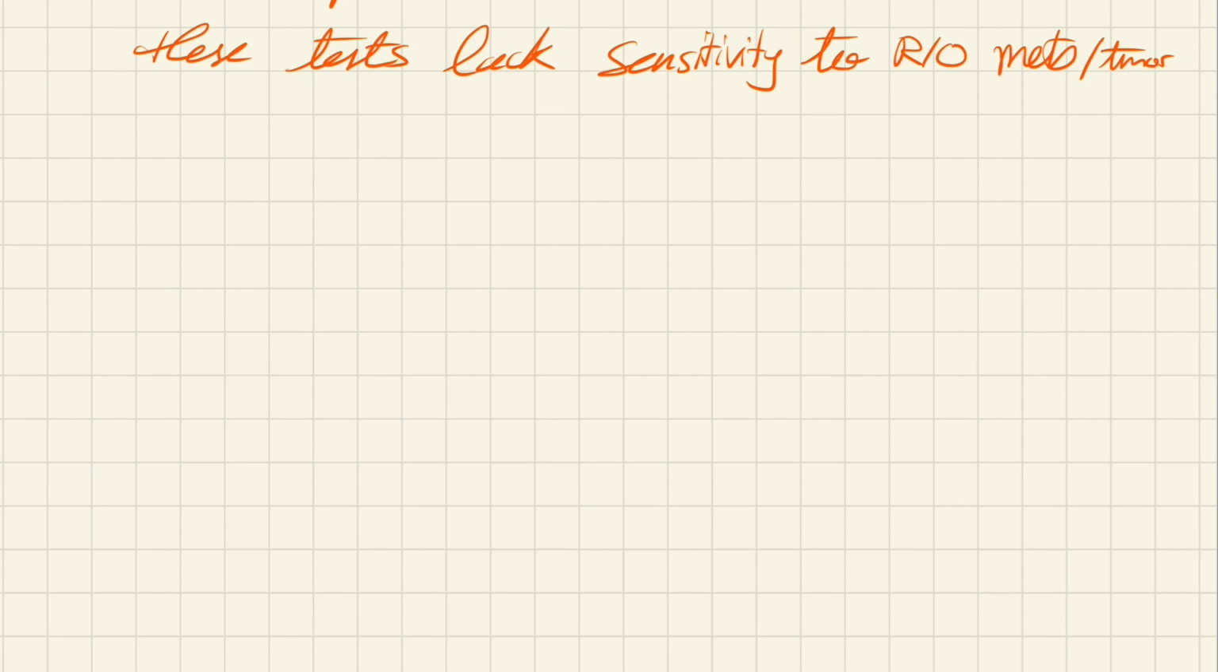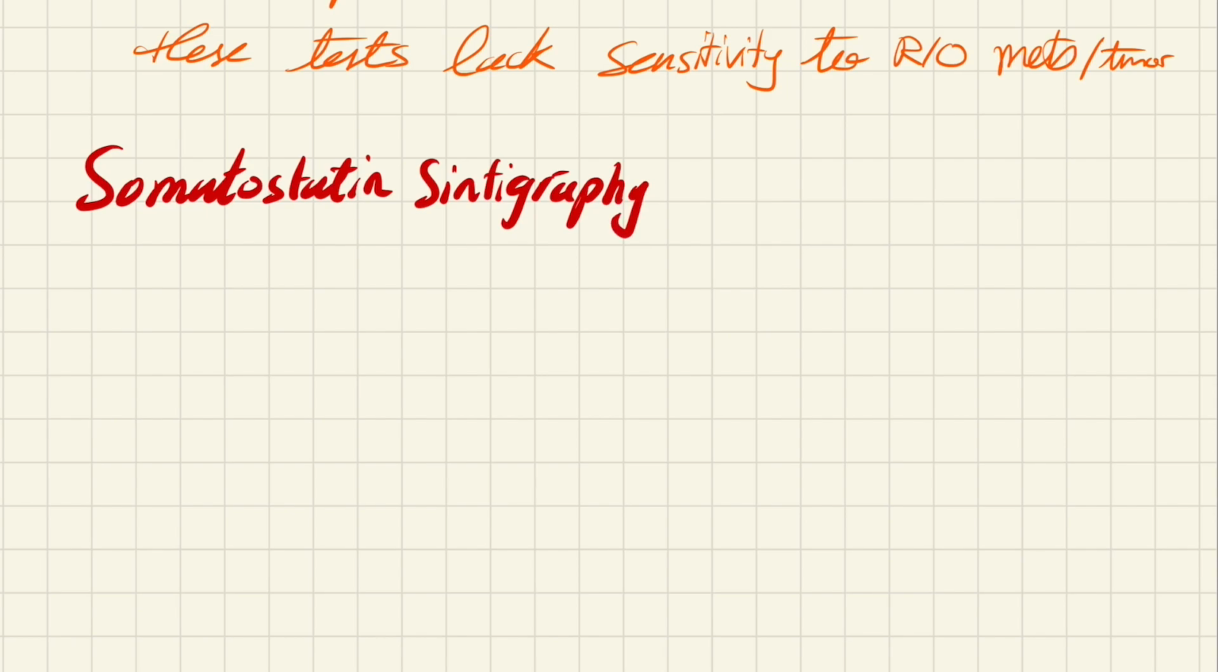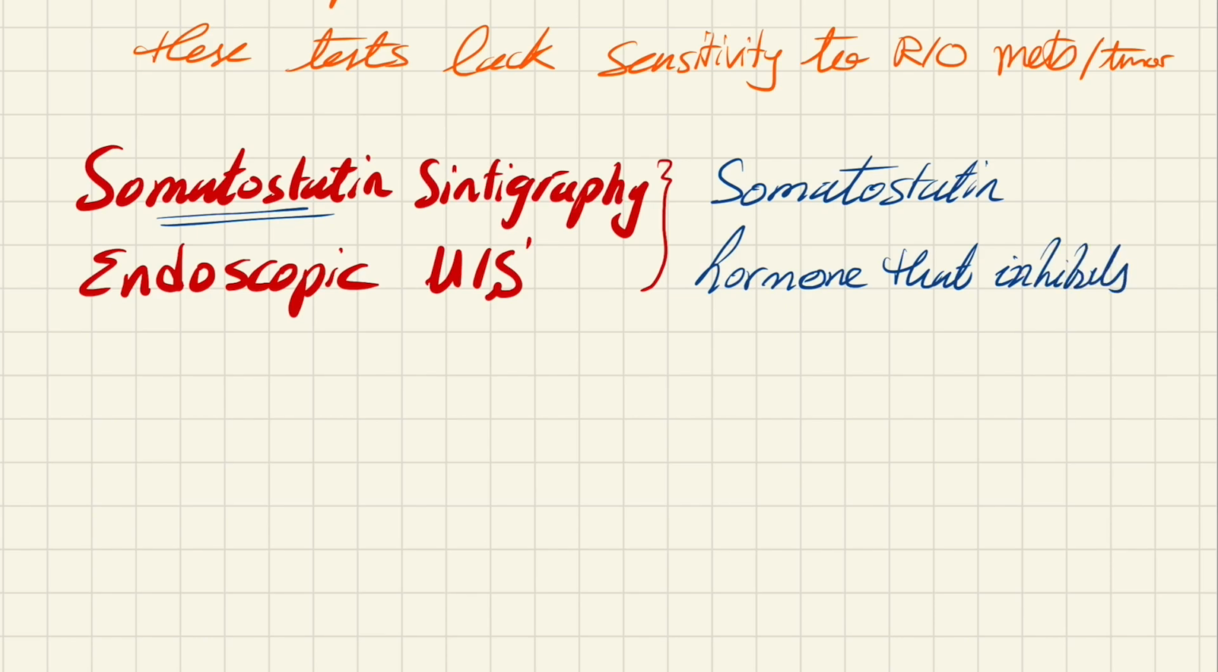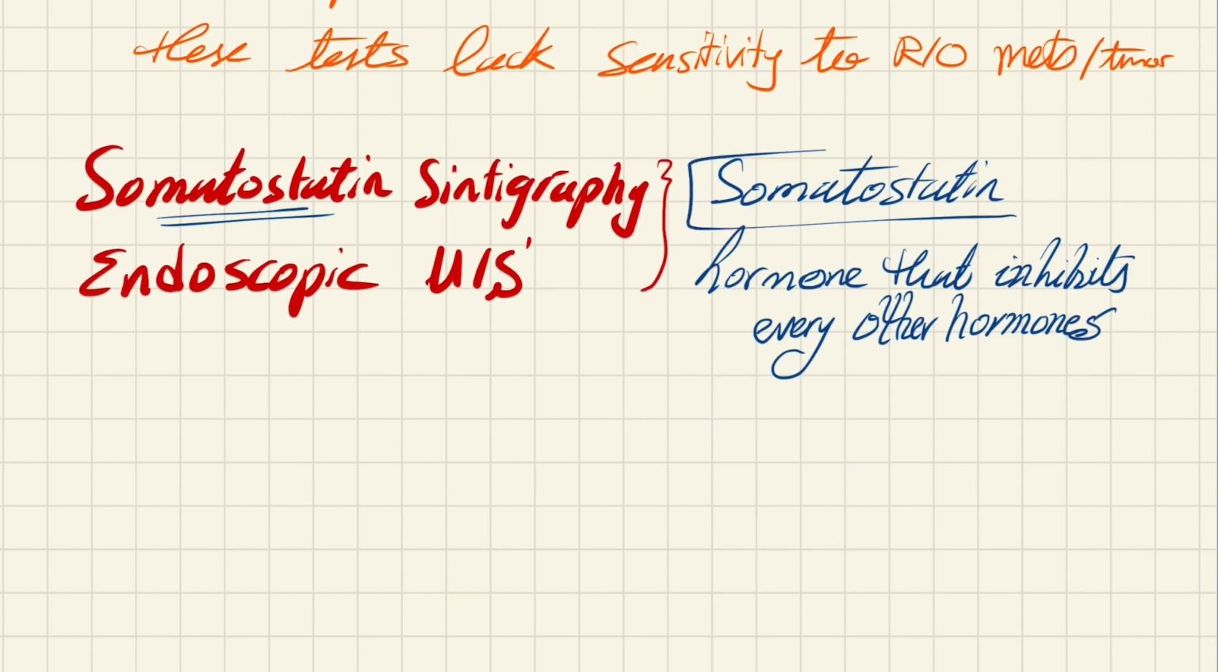If we suspect metastatic disease and the initial imaging is normal, then we do somatostatin scintigraphy and endoscopic ultrasound. Somatostatin scintigraphy uses somatostatin, which is the hormone that inhibits many of the body's hormones. We use it because it inhibits gastrin. We take a radionuclide-tagged somatostatin and inject the patient, and see if the gastrinoma takes up that tagged somatostatin, to see if we have metastasis using a special scanner.